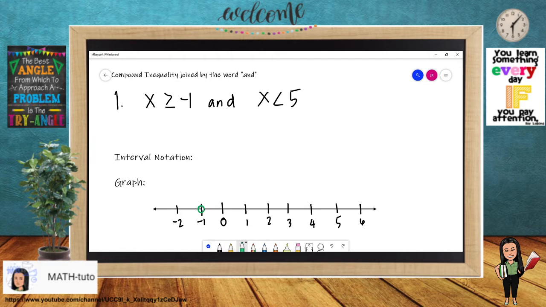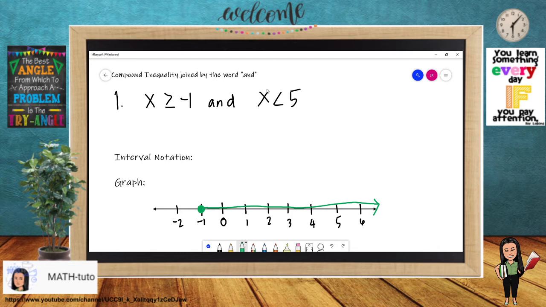So, for the first inequality, x is greater than or equal to negative 1. So, it is from negative 1. We shade kasi equal. And then, greater than, so we shade to the right. Basta everything is shaded on the right.